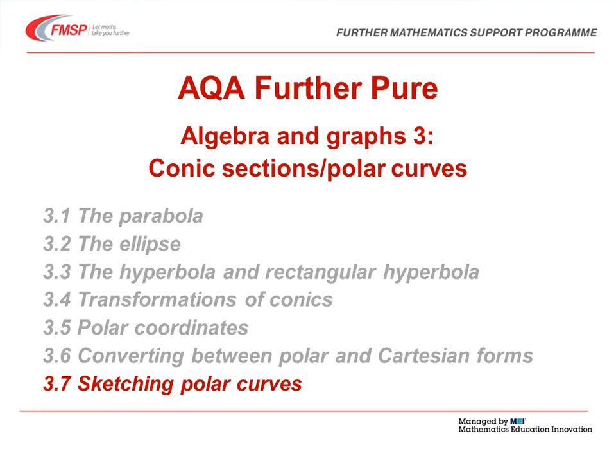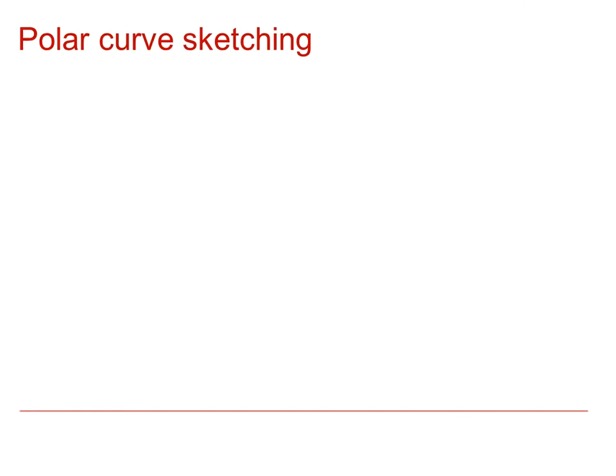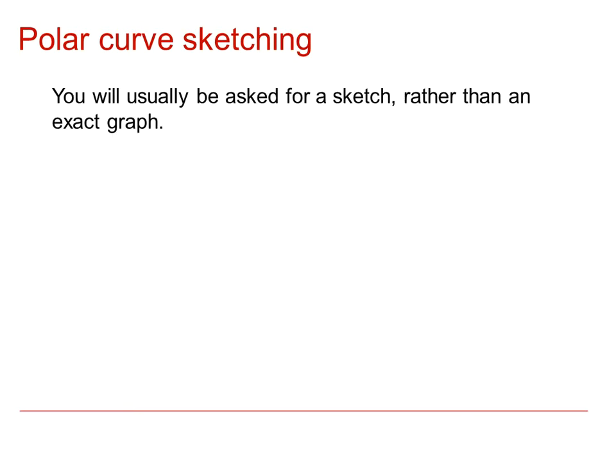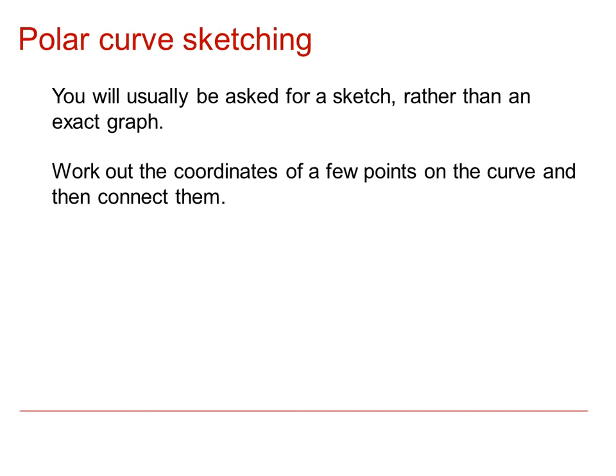This is a video for AQA Further Pure Mathematics, Algebra and Graphs section 3.7, where we're looking at sketching polar curves. We should note that first of all you'll be asked to sketch curves rather than to find an exact graph. Now you can do this by plotting a few points, but the idea is not to plot several points. So a few and then connecting together gives you a good idea of what the graph might look like.